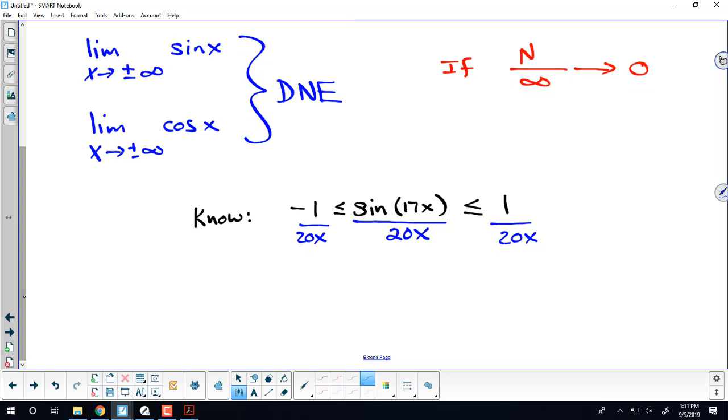All right. So then, lengthy notation here, but we're going to apply the limit as x approaches infinity to all three sides, or all three parts. Okay. So then maybe you can see if that's going to be helpful or not.